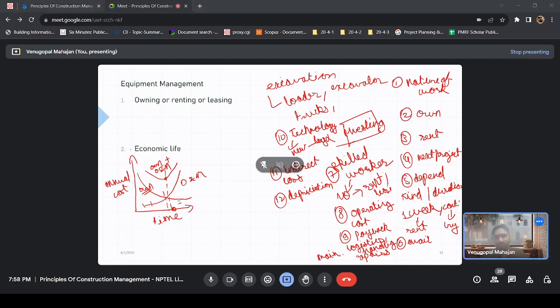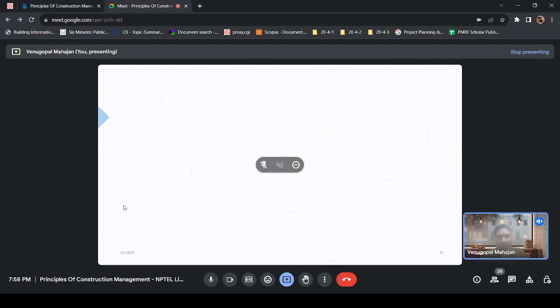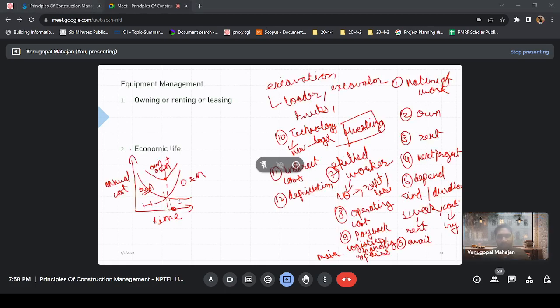I guess we are towards the end of the session. Any question about this? What we just saw, economic life, owning versus renting. Anything that you didn't like, or you would want some more explanation? Sir, can you please explain the top curve?